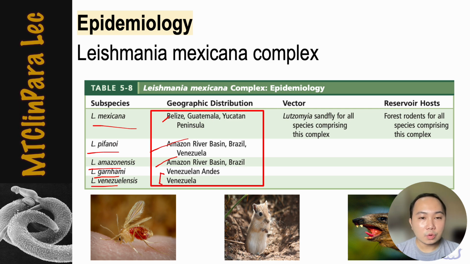When it comes to the vector, the most common vector is the sandfly Lutzomyia. For reservoir hosts, very much the same. Forest rodents and other types of wild animals can also become reservoir hosts for these particular parasites.